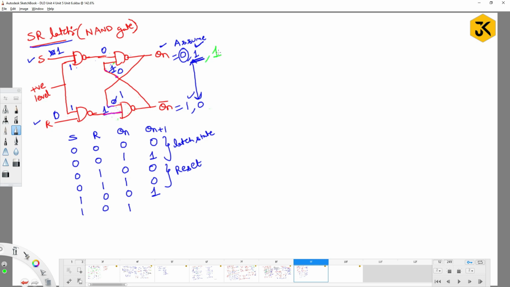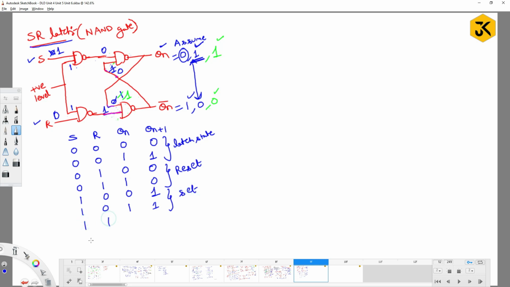Here I am trying to take it as 1. If I am taking it as 1, it should be 1. 1 and 1 is 1. Its complement is 0. So it is working in the first iteration itself, right? Now 0 coming here. 0 and 0, 0. Complement is 1. So in the first iteration itself it is working. So if Qn is 1, Qn+1 is what? 1. So can I say that it's a kind of set mode? Yes, it's a kind of set mode.